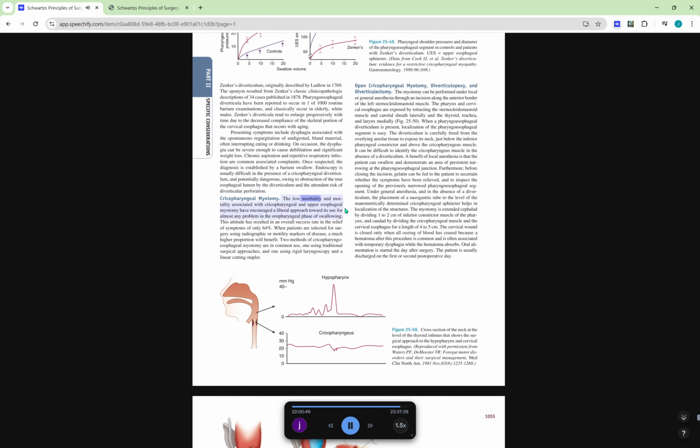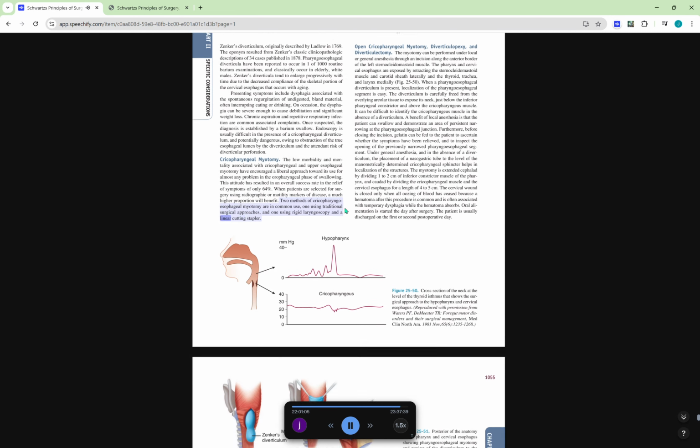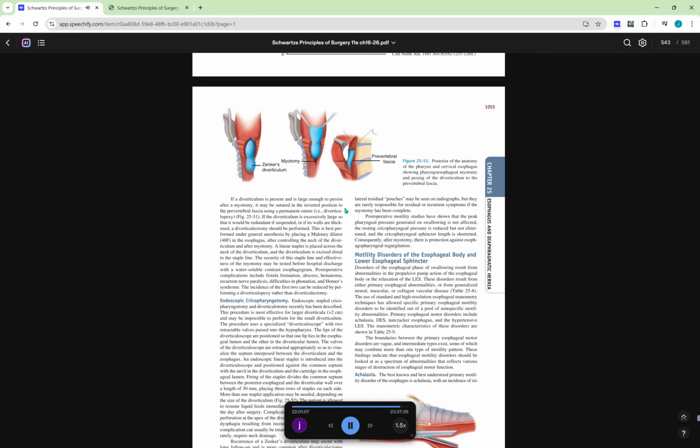The low morbidity and mortality associated with cricopharyngeal and upper esophageal myotomy have encouraged a liberal approach toward its use for almost any problem in the oropharyngeal phase of swallowing. This attitude has resulted in an overall success rate in the relief of symptoms of only 64%. When patients are selected for surgery using radiographic or motility markers of disease, a much higher proportion will benefit. Two methods of cricopharyngoesophageal myotomy are in common use, one using traditional surgical approaches and one using rigid laryngoscopy and a linear cutting stapler.